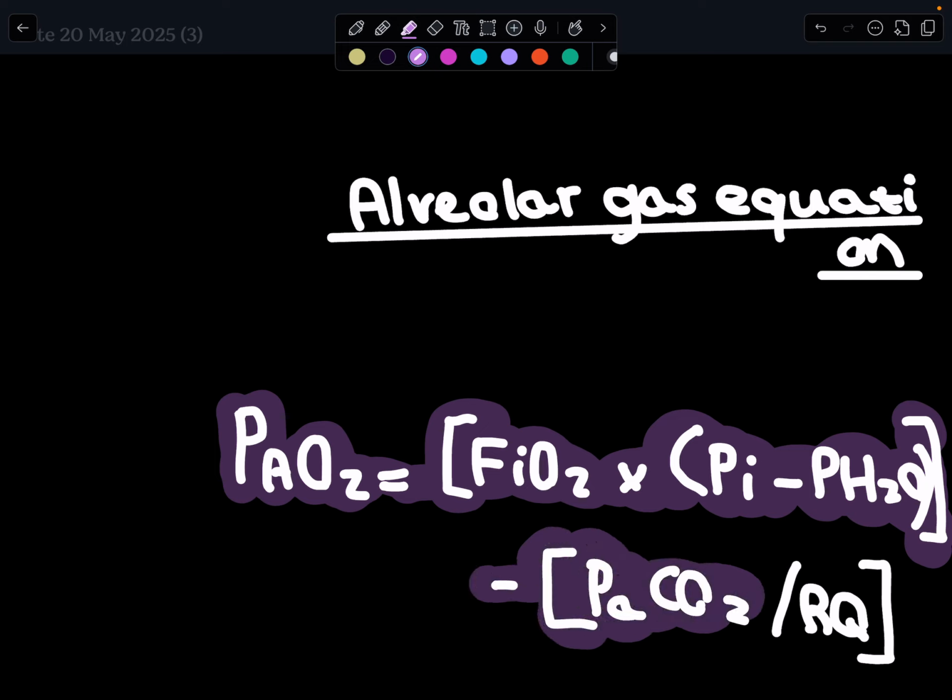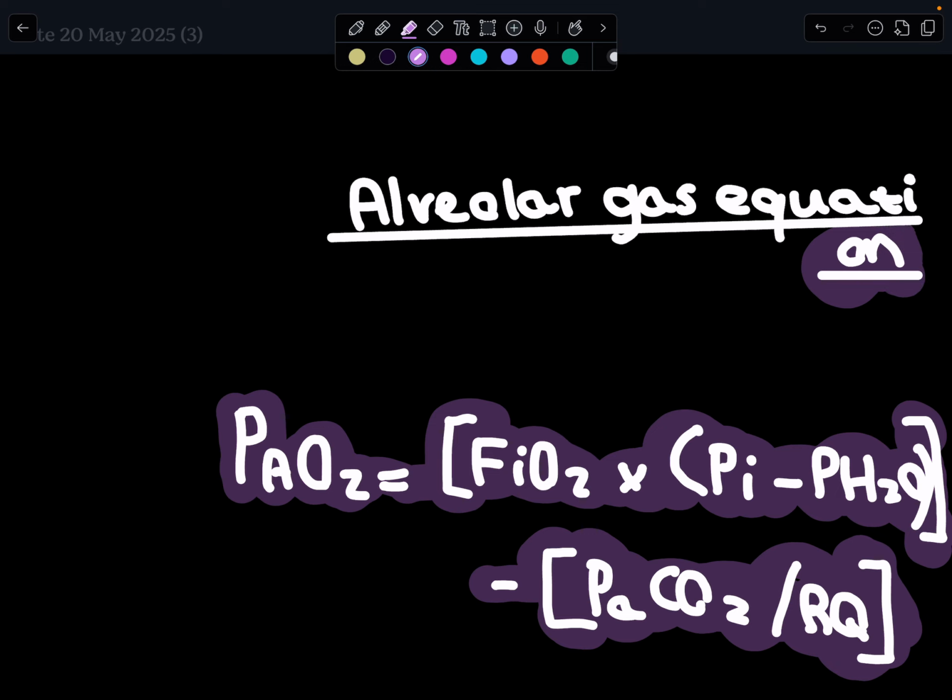That respiratory exchange ratio, usually 0.8, is a cool fudge factor. It accounts for the fact that we produce a bit less CO2 than the oxygen we use. If you want, I can walk through a quick example with numbers to show how it works.